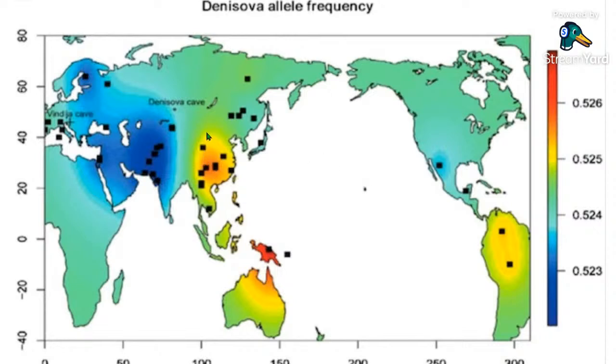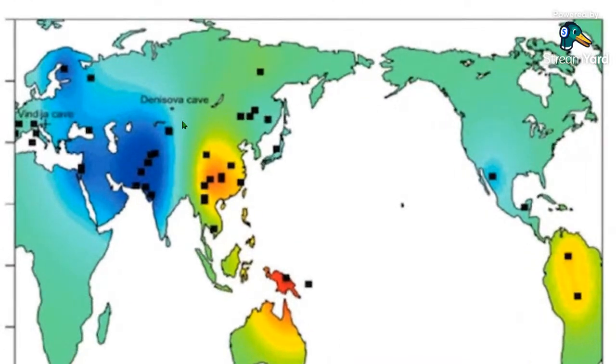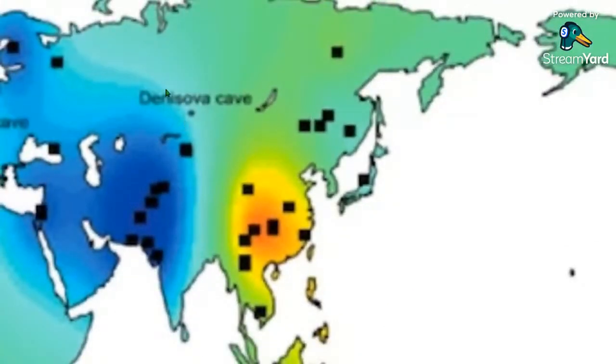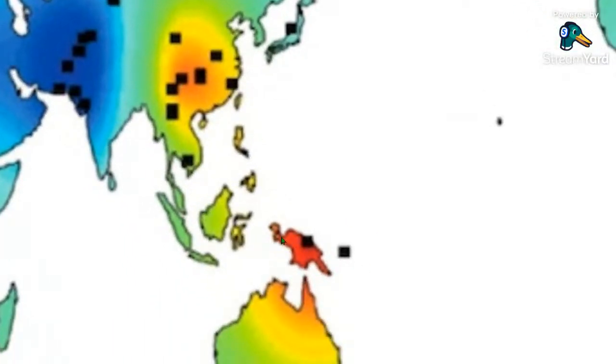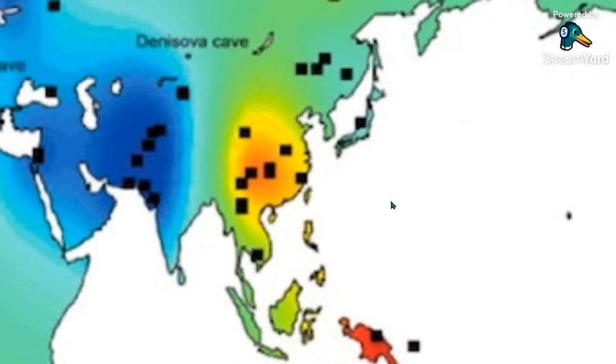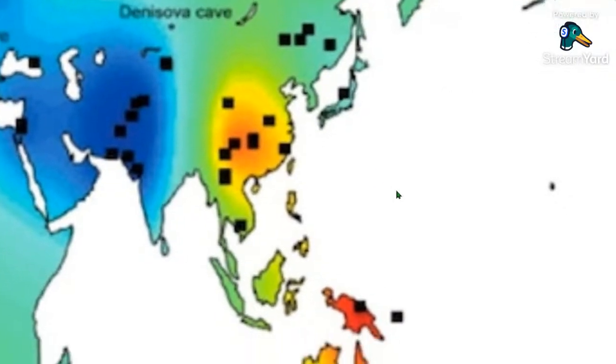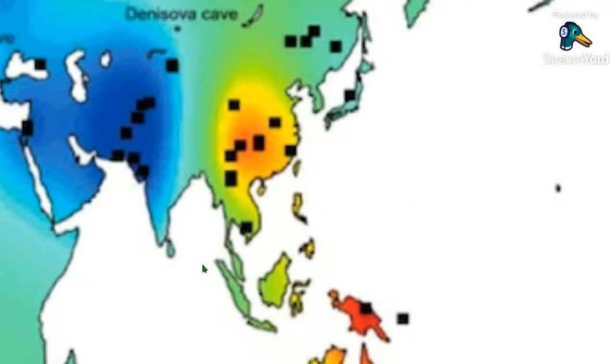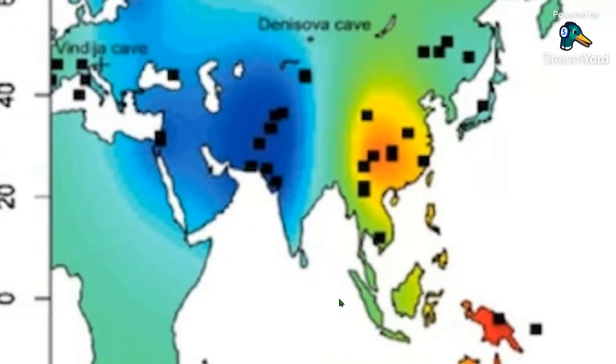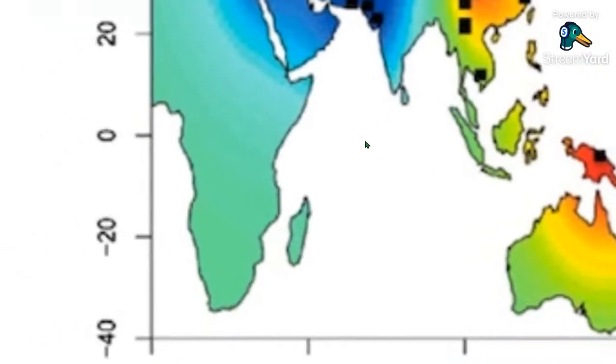So it turns out, even though the Denisova Cave is way up here, you can see Denisova Cave, the majority of the Denisovan population is all the way down here in Papua New Guinea and parts of Asia. So it turns out that the people that have Denisovan DNA turn out to be either Japhethites and or the Hamitic population.